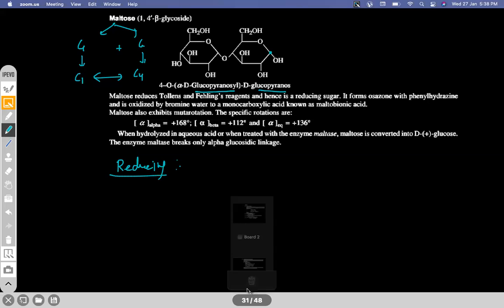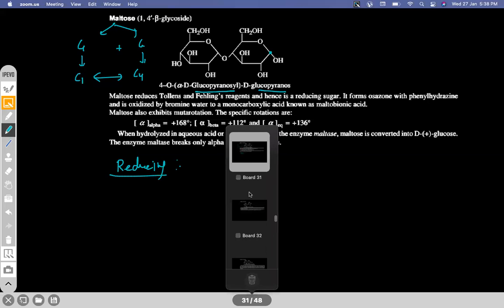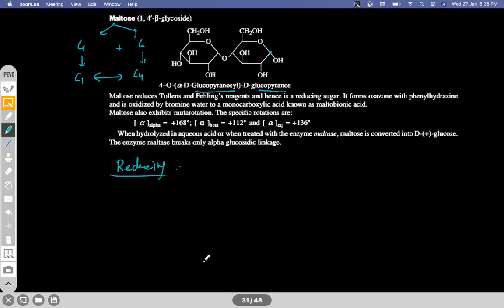If you look at the previous example, which I have taken, sucrose, what happens in sucrose? Both C1 and C2 carbons are involved, right? So in both molecules, glucose and fructose, the anomeric carbon is involved in bonding in sucrose. If you draw the structure, you will see the anomeric carbon is involved in bonding, and hence sucrose is a non-reducing sugar.